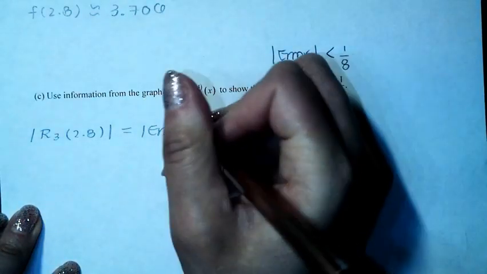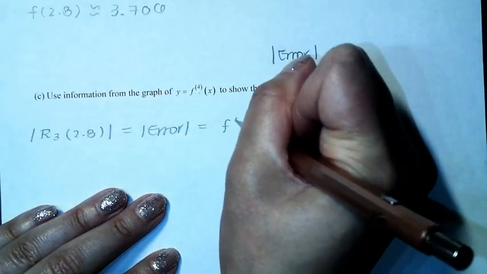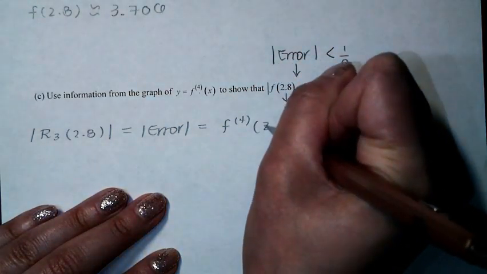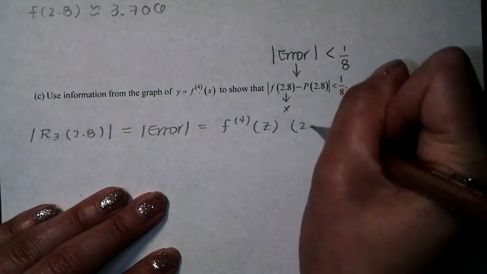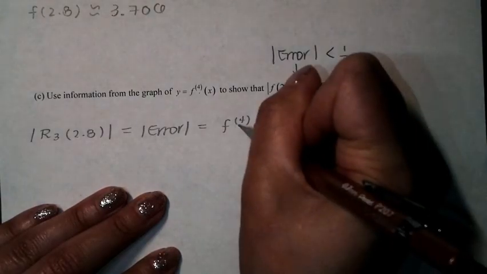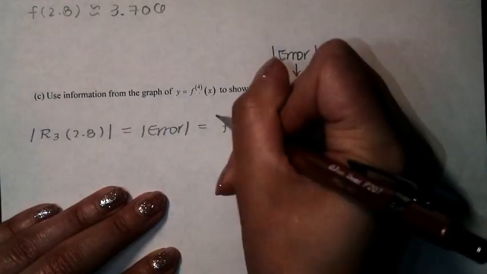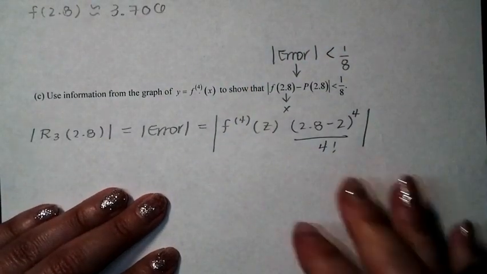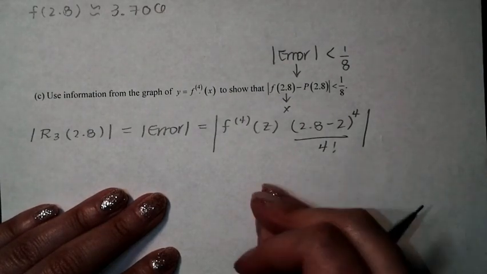So what you know is that this is equal to what? The fourth derivative evaluated at this value z that we don't know, times 2.8 minus 2 to the power of 4. Why 4? Because the fourth derivative. All of this divided by 4 factorial, inside the absolute value, because you don't know if it's positive or negative. Do you agree with that? Now you are going to be like, now what?